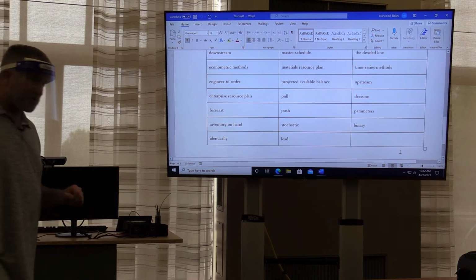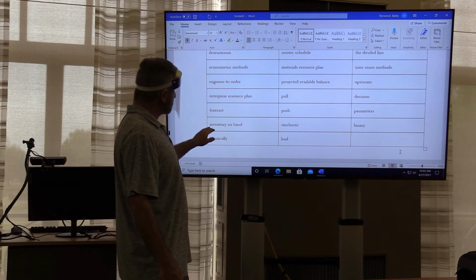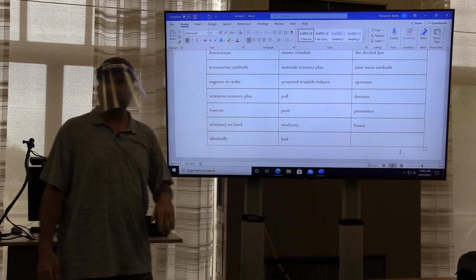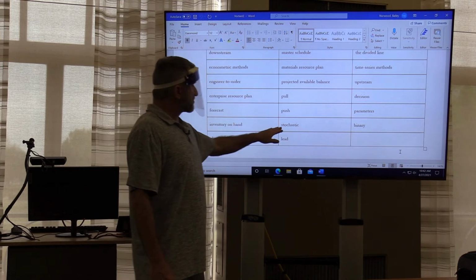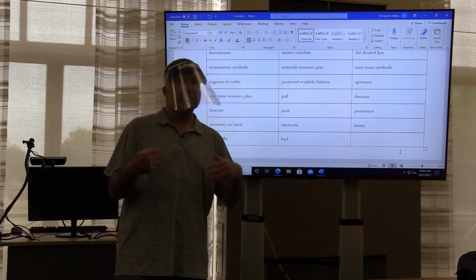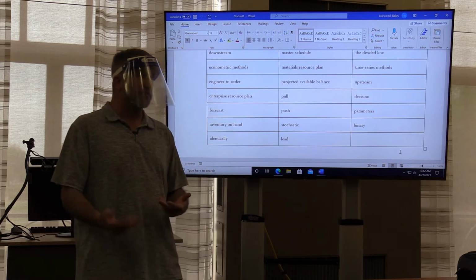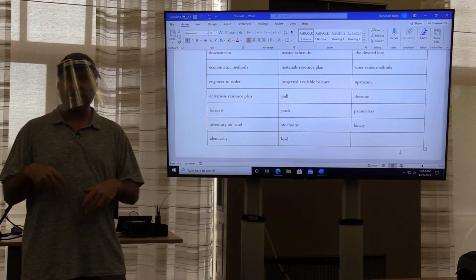In regards to inventory, there's a definition where the answer is inventory on hand. We have the word stochastic, that just means random. So at one point we said, how do we manage inventory if demand for the inventory is random, unpredictable? And another word for that is stochastic.